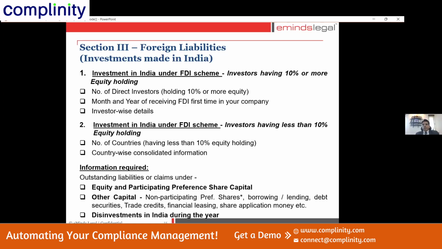Right. Third is the information required to be mentioned about if there are any disinvestments made during the year. Disinvestments means your non-resident shareholders have sold the shares during the year.